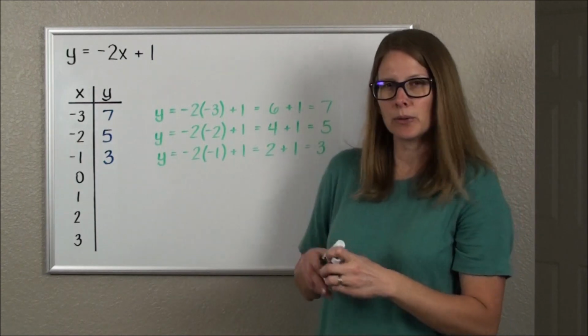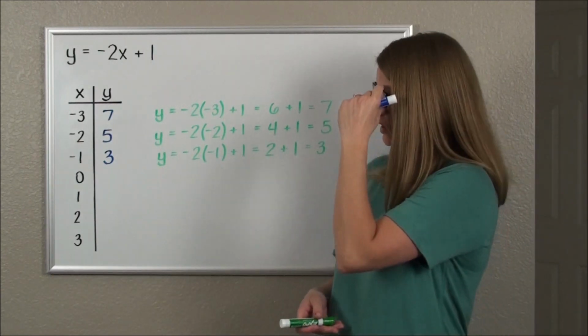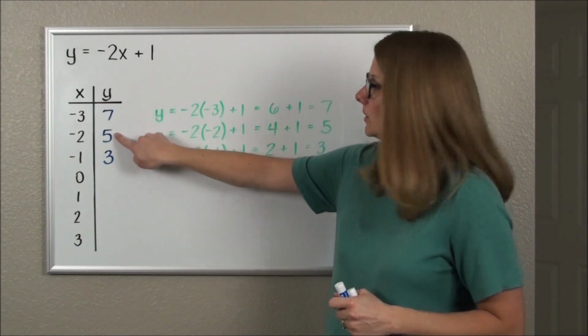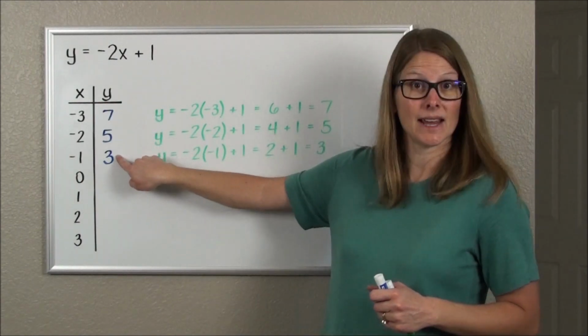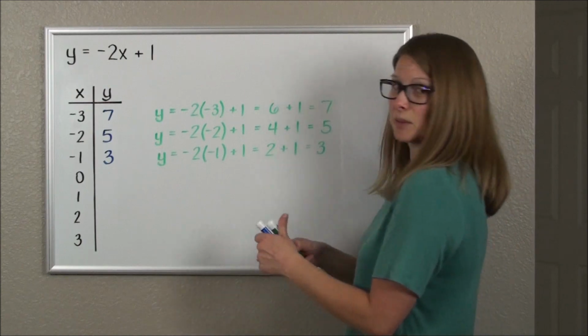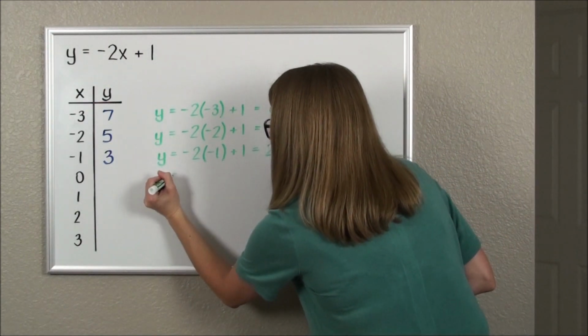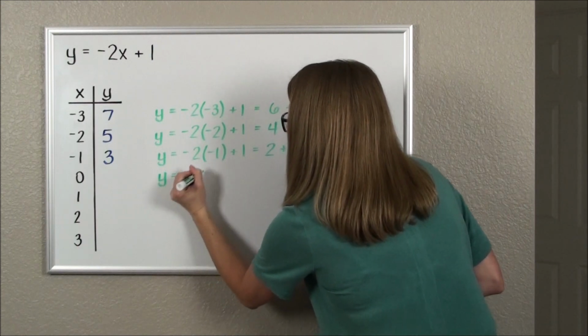And so at this point, when we've gotten through 3, what I would encourage you to do is see if you can catch a pattern. To go from 7 to 5, we went down by 2. To go from 5 to 3, we went down by 2. So I might predict maybe the next one might be a 1. Let's just see if that's what happens. Let's see if we go down by 2 again.